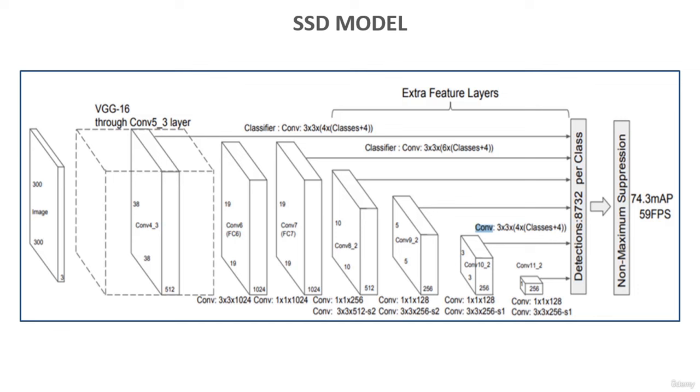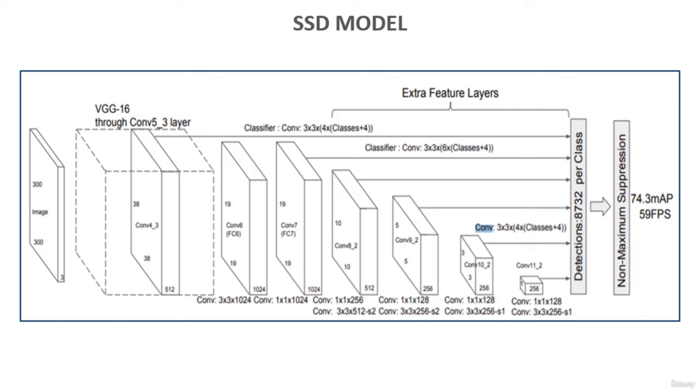So for a feature layer, say of size m by n with p channels, the basic element for predicting parameters of a potential detection would be a 3 by 3 by p small kernel that produces either a score for a category or a shape offset relative to the default box coordinates. At each of the m by n locations where the kernel is applied, it produces an output value. The bounding box offset output values are then measured relative to a default box position relative to each feature map location. So this is how the architecture of the SSD model works.